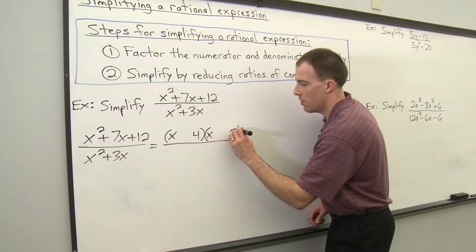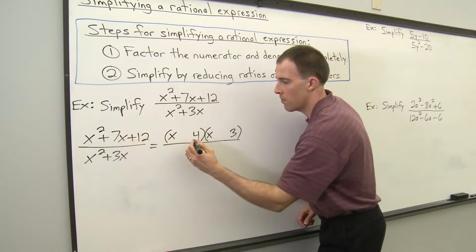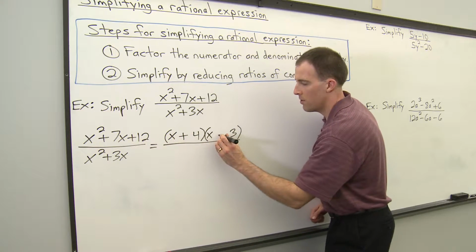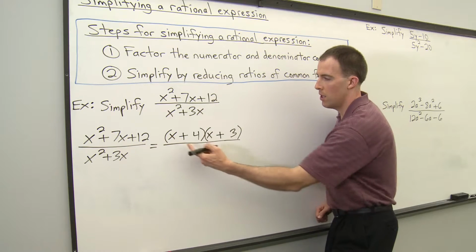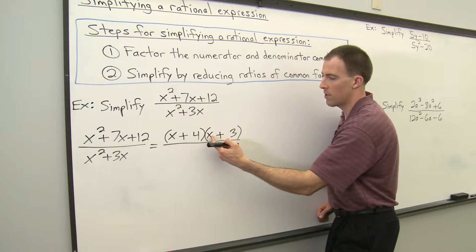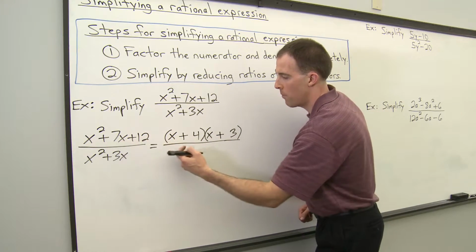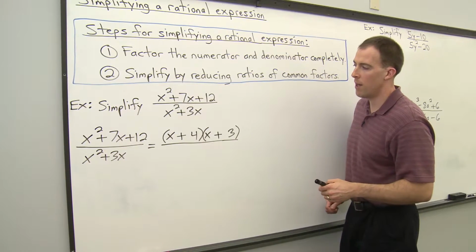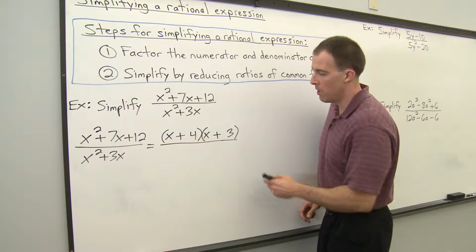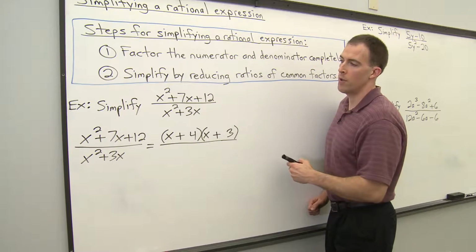4 and 3 will work because we need a 7x for the middle term. If we make it a positive 4 and a positive 3, we'll get 3x and 4x, which will add up to 7x. And we'll also get a positive 12 from positive 4 times positive 3. So there's the factorization of the numerator.